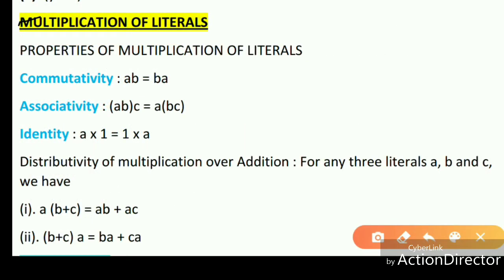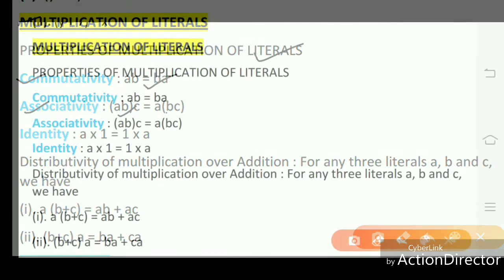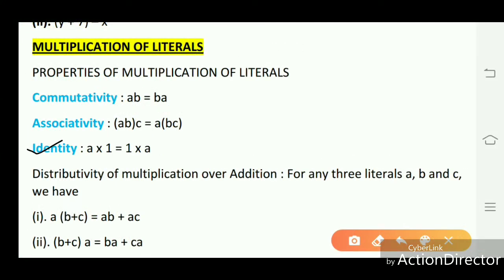Now, multiplication of literals. Properties of multiplication of literals. Commutativity: A into B equals B into A, same as we use in arithmetic. Associativity: (A multiply by B) multiply by C equals A multiply by (B multiply by C). Identity: A multiply by 1 equals 1 multiply by A.